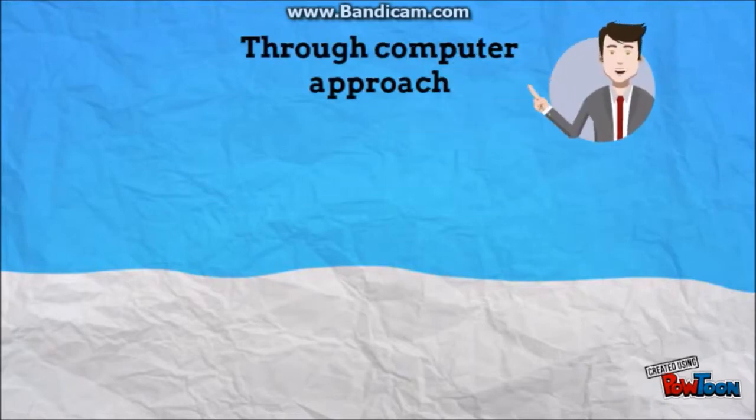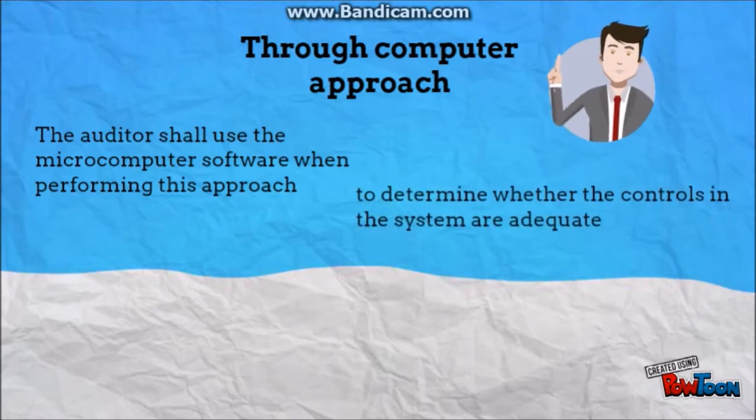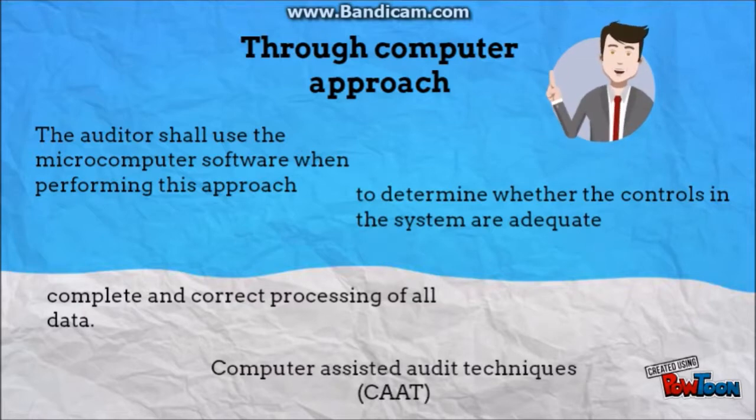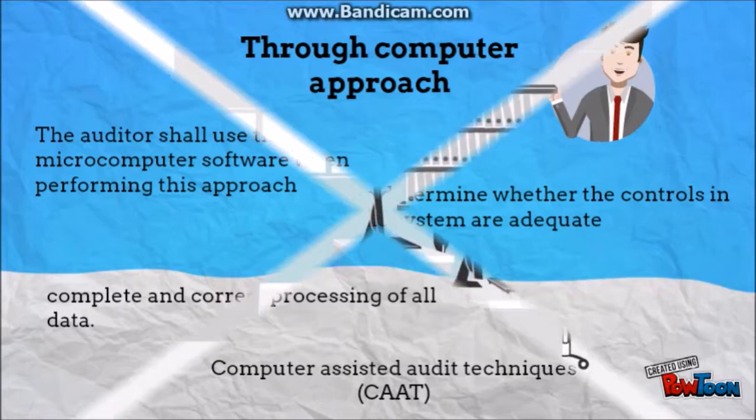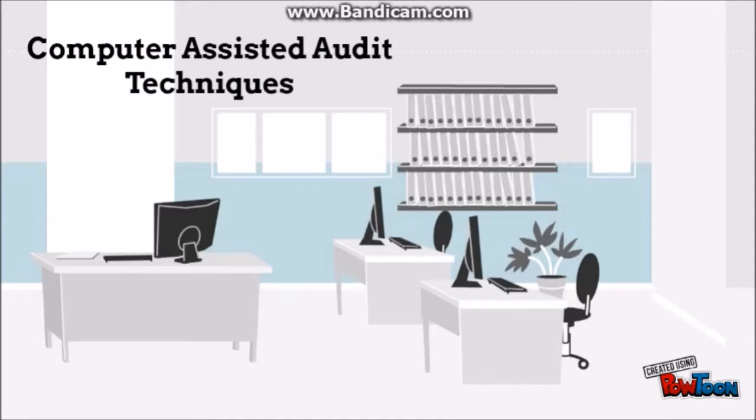For through the computer approach, the auditor shall use the microcomputer software when performing this approach to determine whether the controls in the systems are adequate to ensure complete and correct processing of all data. This is where computer-assisted audit techniques are used. So now we look into computer-assisted audit techniques.